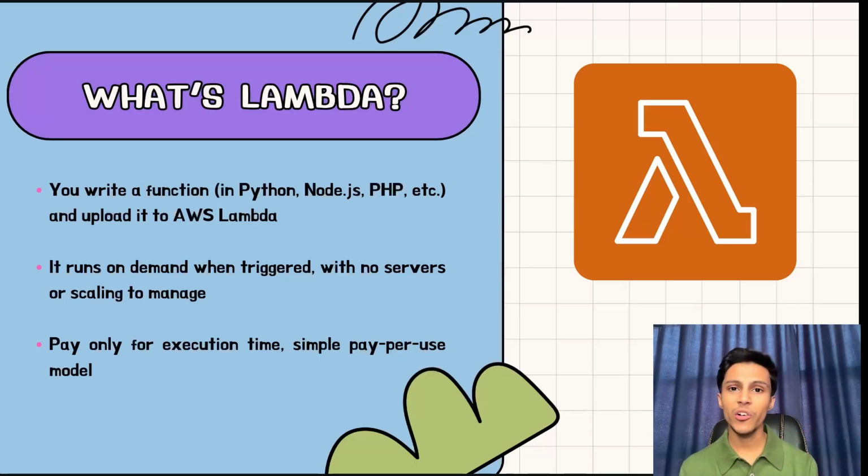You do not need to worry about managing servers or scaling instances. Instead, it is a simple pay-per-use model where you can associate a trigger and then execute your function or script on demand and just pay for what you actually use. Now, let's see the use cases of Lambda.